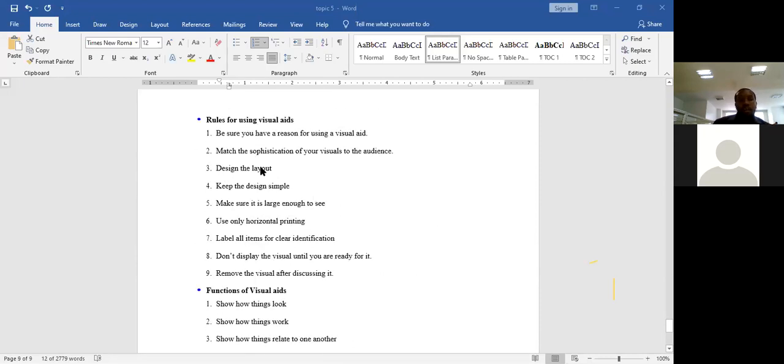Then let's look at the rules of using visual aids. Remember, visual aids are things that help you project your message. Like a projector is a visual aid. Like a flip chart is a visual aid. Like a screen. Nowadays, if you go to many churches, you'll find that they have very big screens. Those are visual aids. So these are the rules of using visual aids.